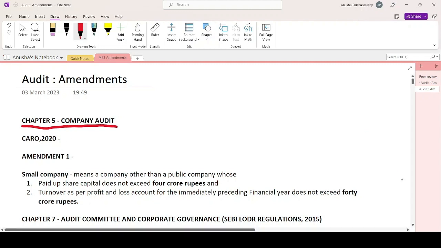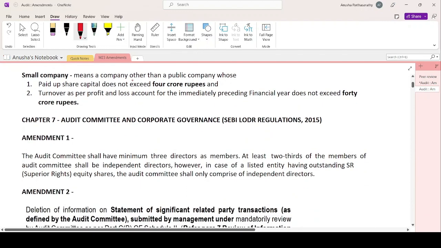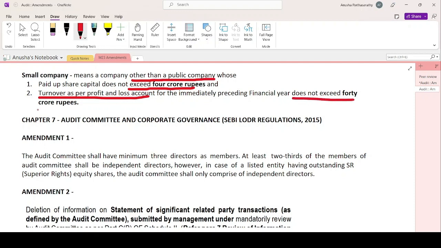Amendment is that small company definition. Small company means a company other than public company whose paid up share capital does not exceed 4 crore rupees and turnover as per the profit and loss account for the immediately preceding financial year does not exceed 40 crore rupees. Now the limit has been increased to 4 crore and 40 crore rupees. If such company is a small company, even if it's covering under private limited definition, even then CARO will not be applicable. This we have already discussed in CARO 2020 video itself, right?